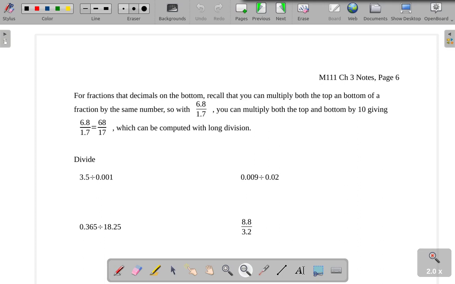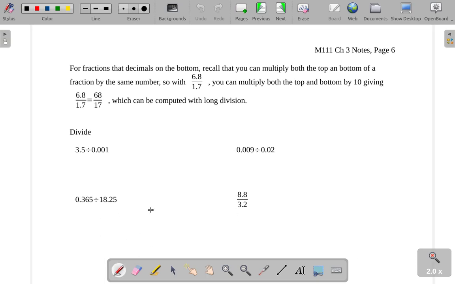So where things get a little bit more complicated is when we're dividing by a decimal. If we're taking a decimal divided by something, it's not a problem. You saw in that last one, you can just do your long division. The problem is when we're doing something like this, 6.8 divided by 1.7. We're dividing by a decimal.